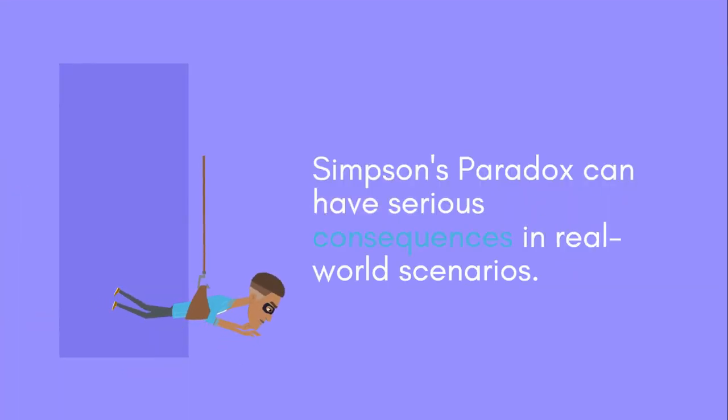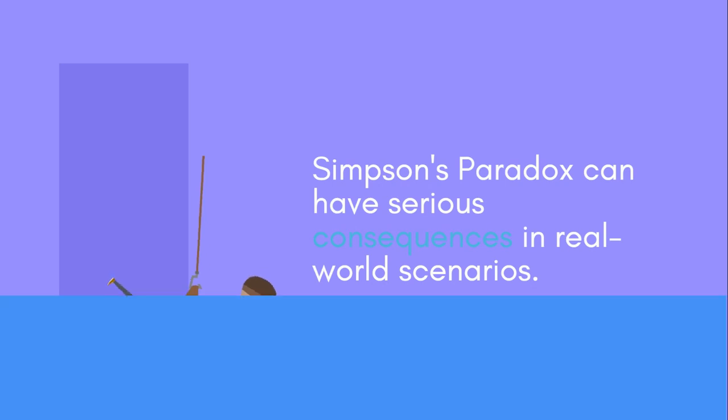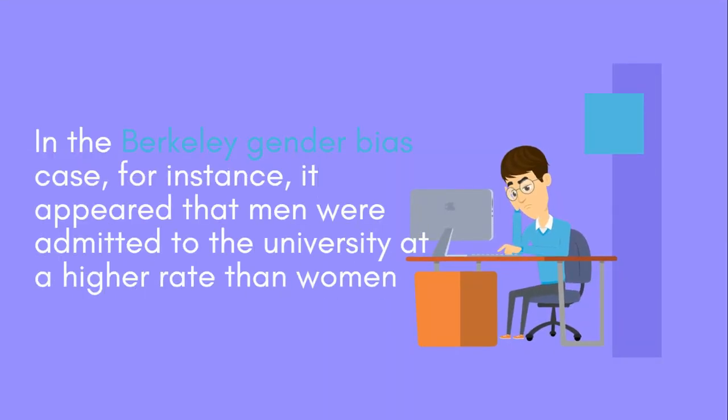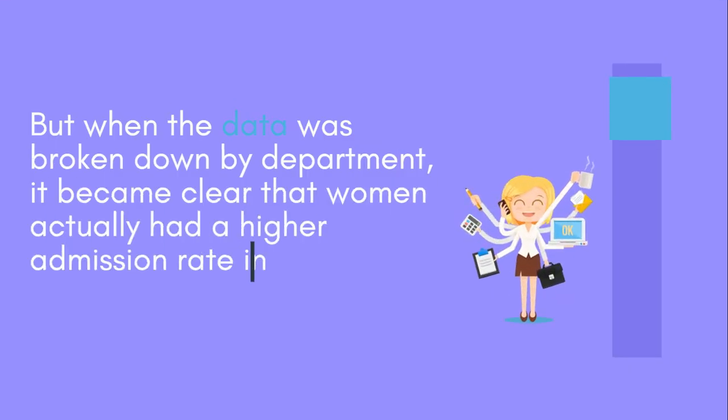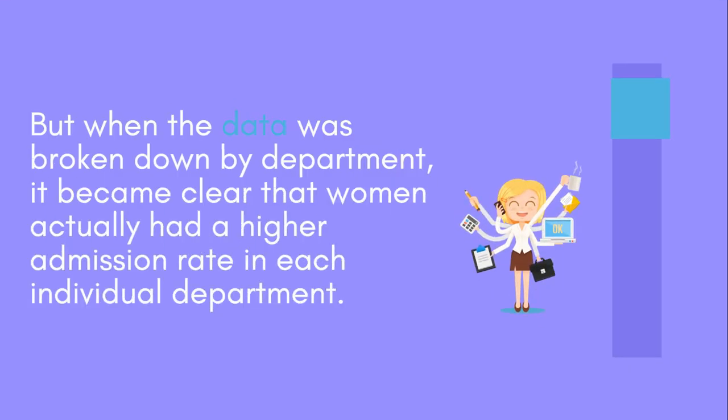Simpson's paradox can have serious consequences in real-world scenarios. In the Berkeley gender bias case, for instance, it appeared that men were admitted to the university at a higher rate than women. But when the data was broken down by department, it became clear that women actually had a higher admission rate in each individual department.